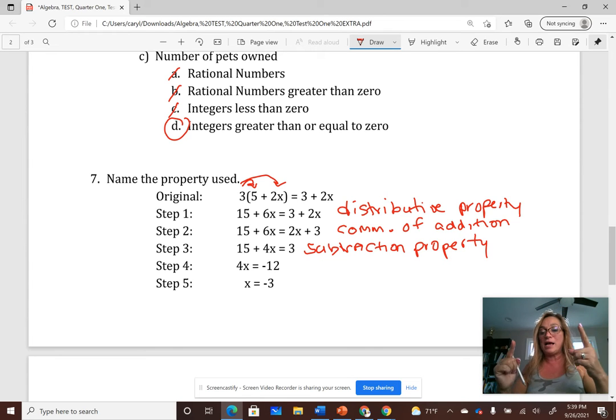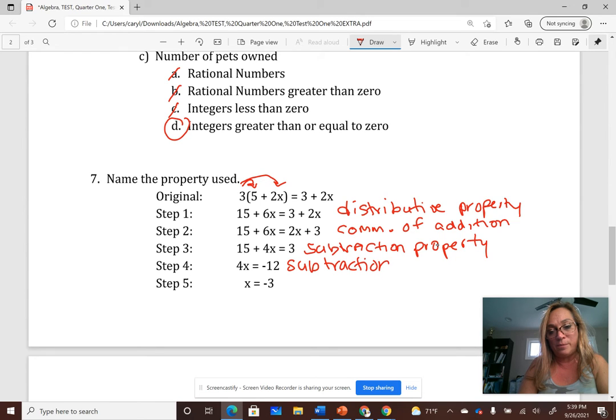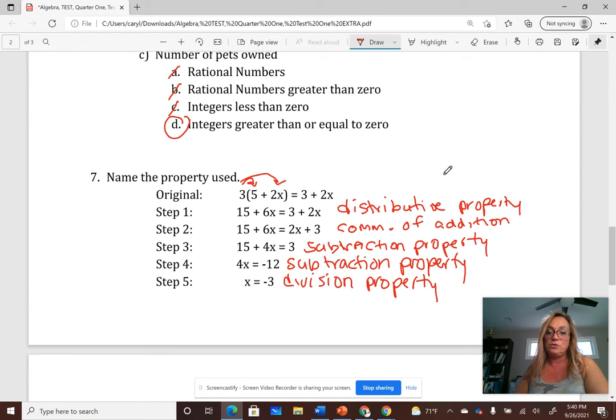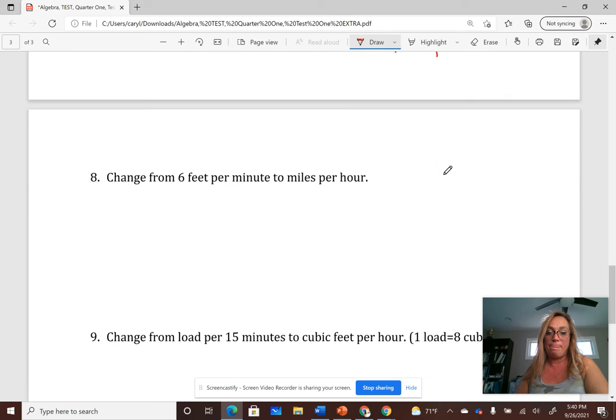Okay, whenever you subtract something from both sides. All right, so now it looks like 15 was subtracted from both sides. So that again is the subtraction property. And again, the full name for that is subtraction property of equality. And then it looks like each side was divided by 4. So that's the division property, or division property of equality. So remember, the properties of equality are the things you use to solve equations. So those are those properties.